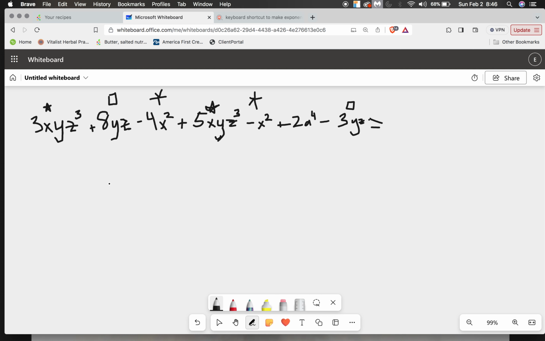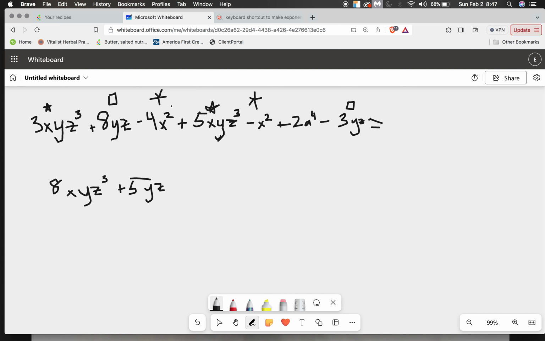Alright, so then looking at this, 3xyz cubed plus 5xyz cubed equals, 3 plus 5 is 8xyz cubed. That's pretty good. Now moving on to the squares, we have 8yz minus 3yz. So 8 minus 3 is 5. So we're going to add 5yz.